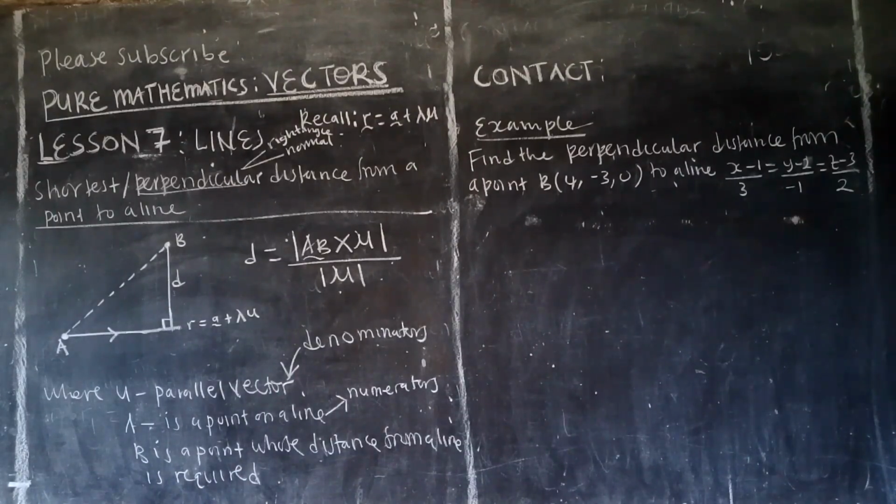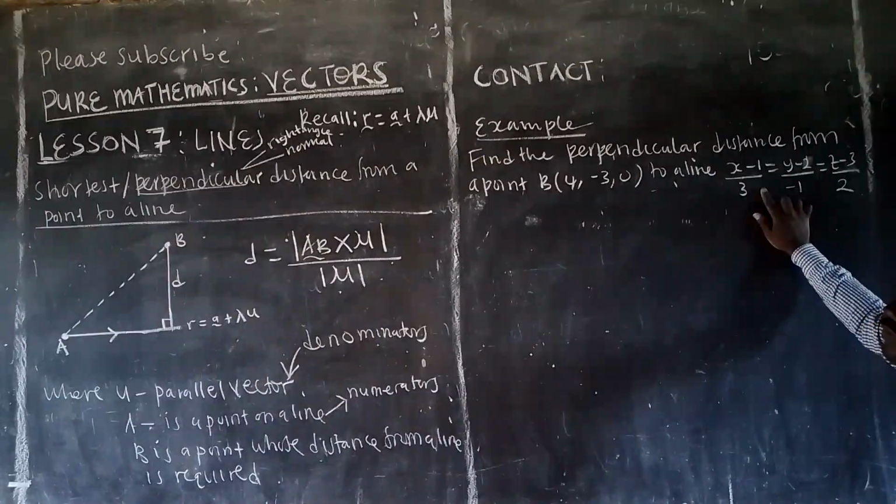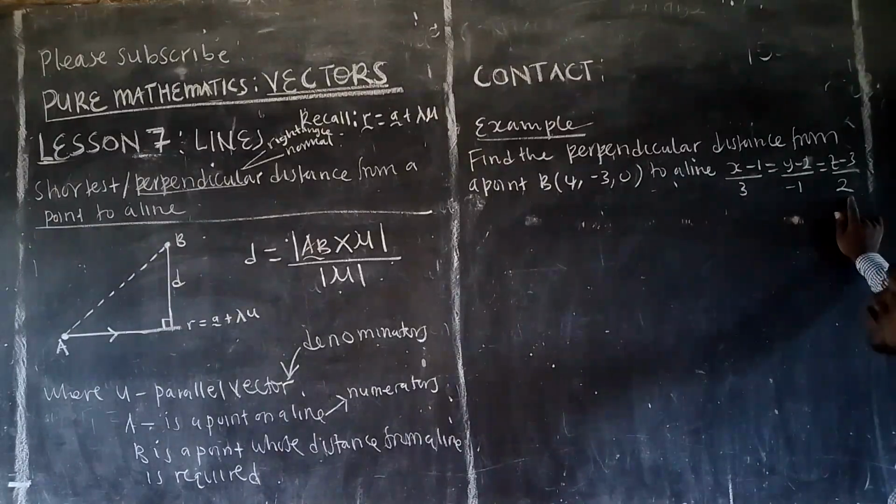Point on a line, if a line is in the Cartesian form, what I mean, if a line is in this format, to get mu, denominators. To get the point on a line which is A, numerators.